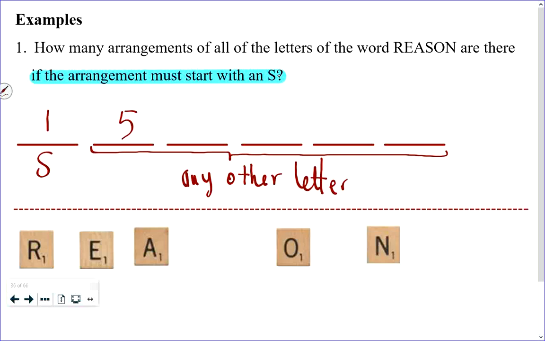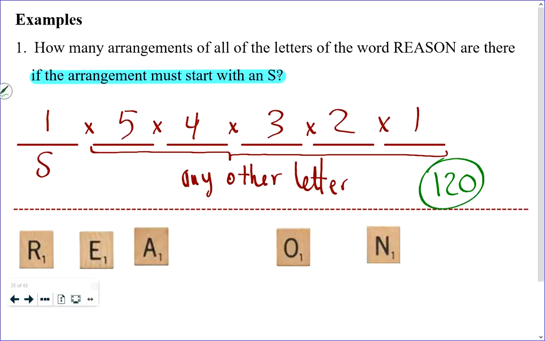But some letter went in the second blank, which means I'm down to 4. And then I'm down to 3, and then I'm down to 2. And ultimately, I don't really have a decision to make in this question for the last blank because I have 1 letter left at that point, which means this will be 1. And because I made these 6 decisions, the fundamental counting principle says the number of ways I can complete the entire thing is found by multiplying those different numbers together, which I believe is 120. So there are 120 different arrangements of the letters of the word reason that all start with an S.